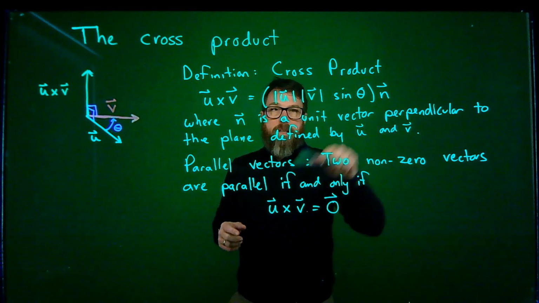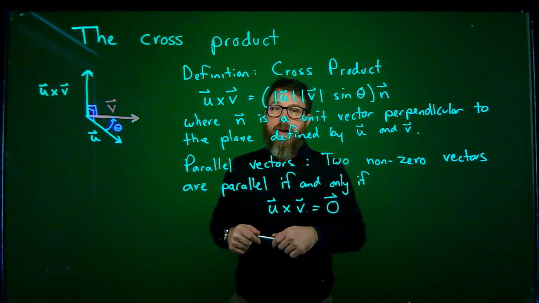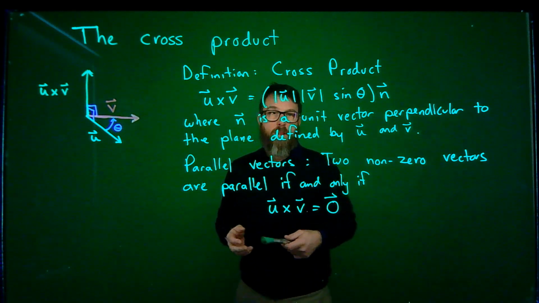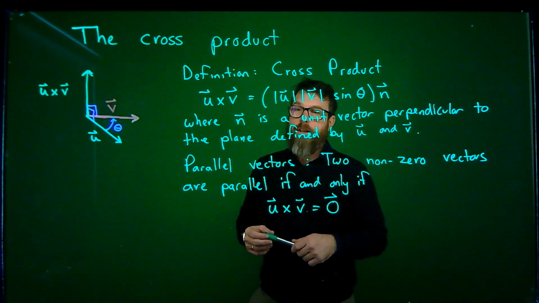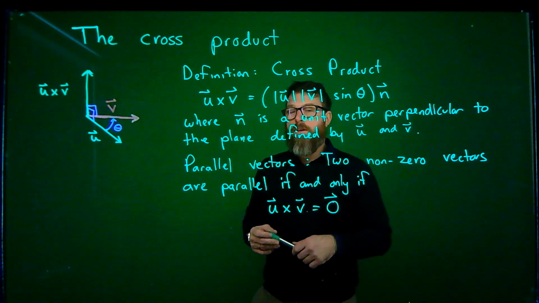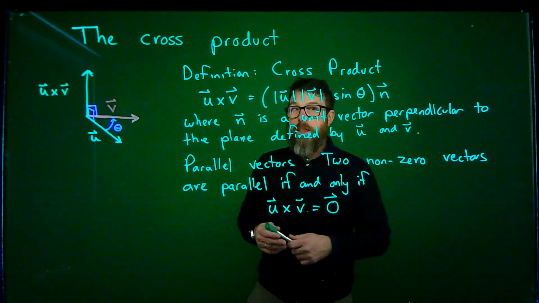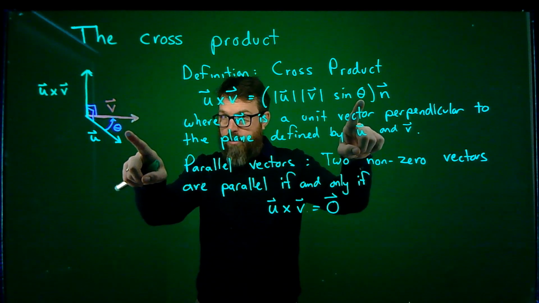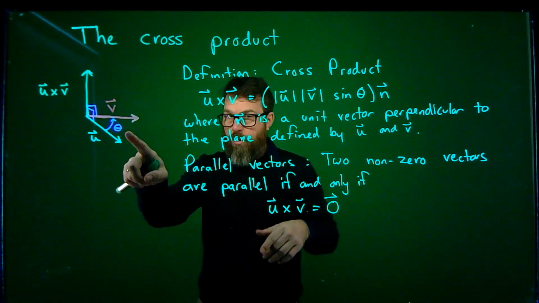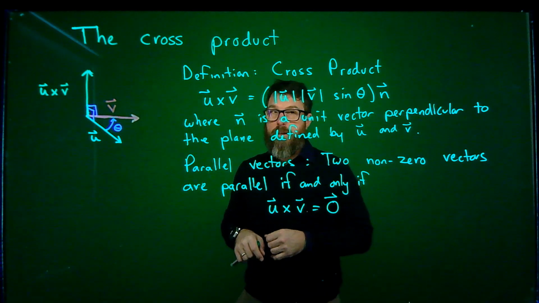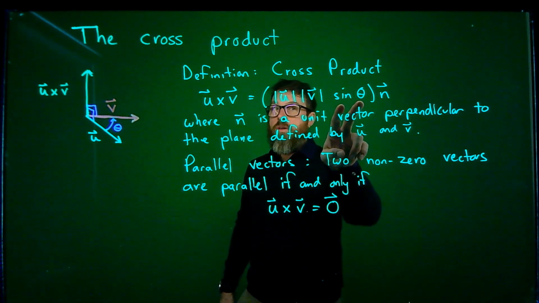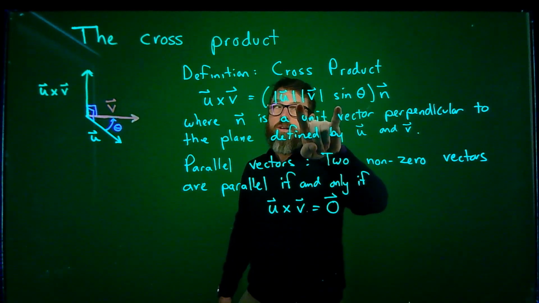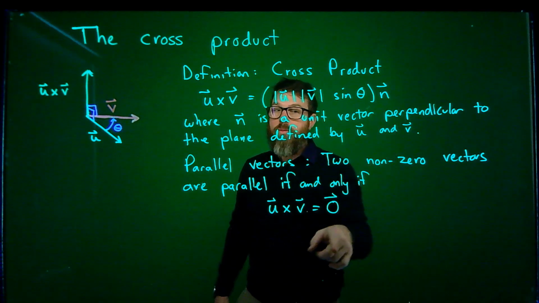Now, from this definition, we have a way of determining if vectors are parallel. So two non-zero vectors are parallel if and only if their cross product is equal to 0. And the reason why is we know that theta is going to be the angle between these two vectors. And if theta is equal to 0, then the two vectors are going to go in the same direction. And the sine of 0 is equal to 0, so that means this expression inside the parentheses will be equal to 0. And then 0 times this normal vector will be equal to that 0 vector.